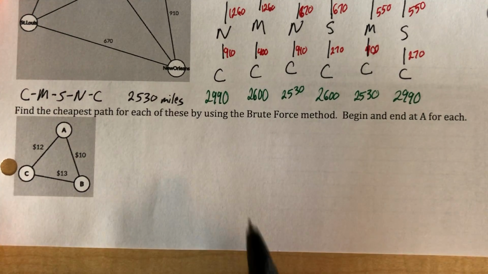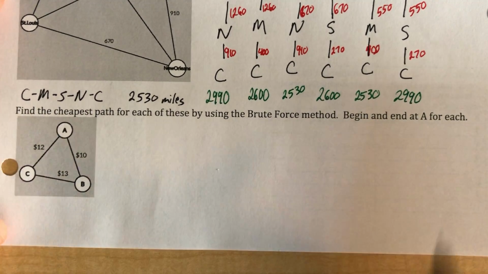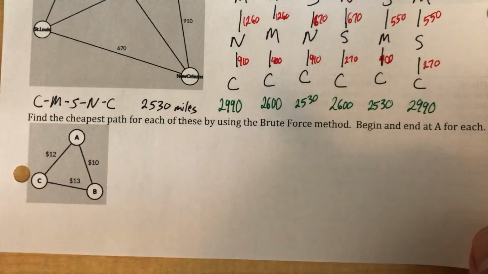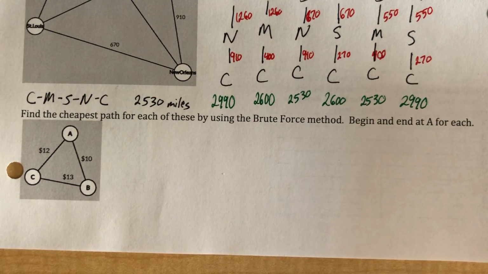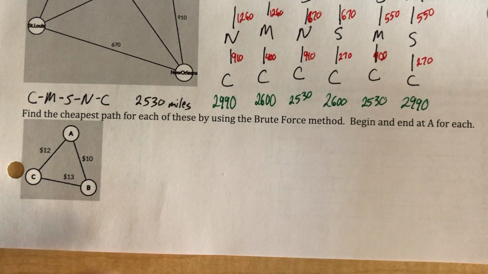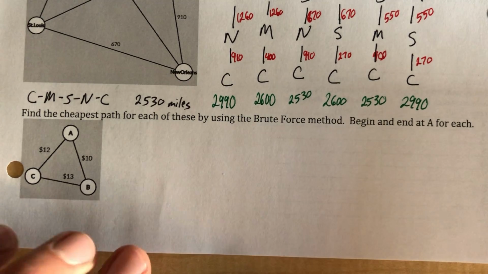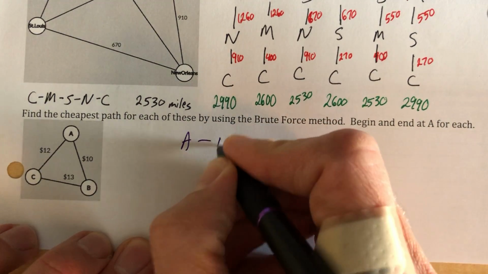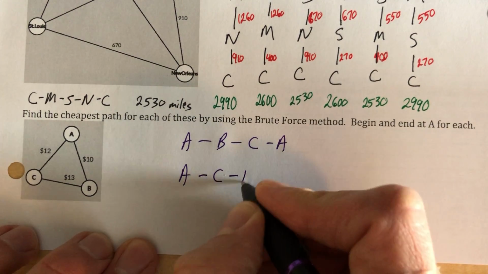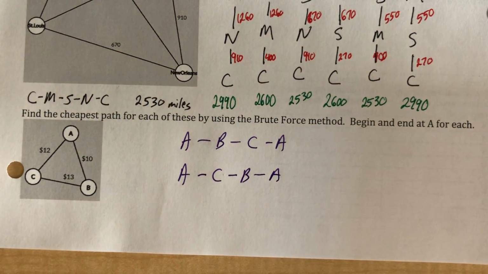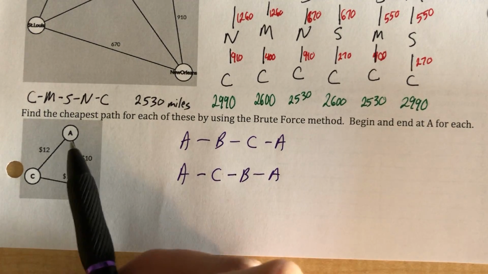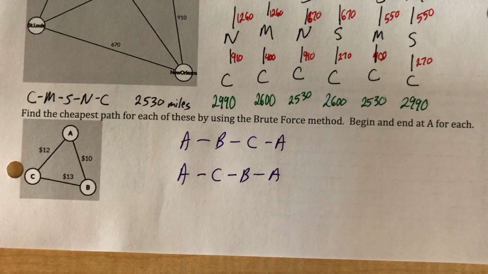Find the cheapest path for each of these by using the brute force method, beginning and ending at A for each. So there's this one, and then there's some on the back side of this. I'm going to start with this one, and you can use whichever method you want. I think this one is going to be super easy: A, B, C, and then back to A, or A, C, B, and then back to A. I'm doing this example because I just want to reinforce one more time that everything you do forward, you can also do backward. Everything.